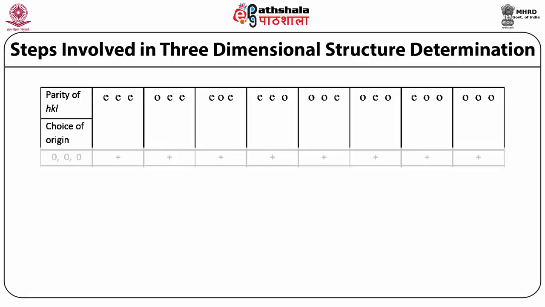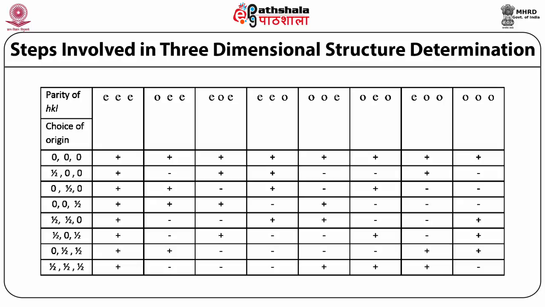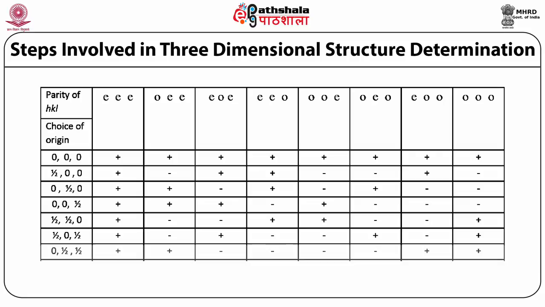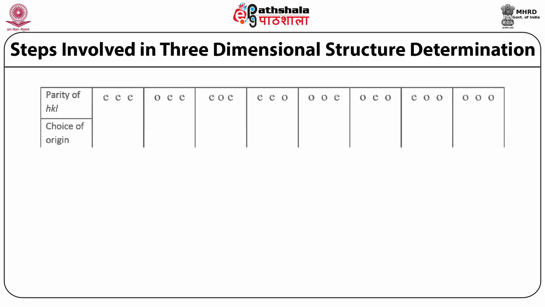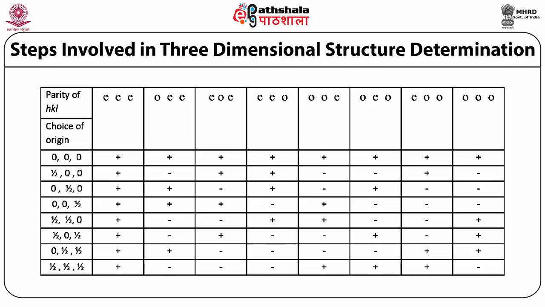But you can choose only one reflection from even, even, even parity. Now, you can take another reflection belonging to odd, even, even parity. Now, if you see, for the 0,0,0 origin, both the reflections are plus. But when you go to the next origin, again both the reflections are plus. Again, both are plus. And at another origin, again plus. So now, the signs of these 2 reflections are plus not only for the 0,0,0 origin, but also for 3 more origins, which means that the ambiguity is 4 now. Of course, we have reduced the ambiguity from 8 to 4.